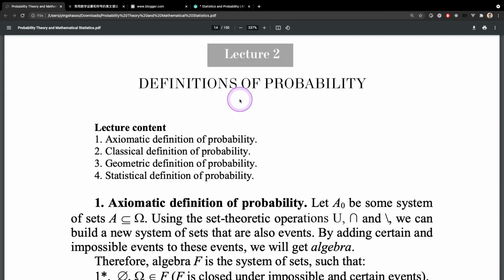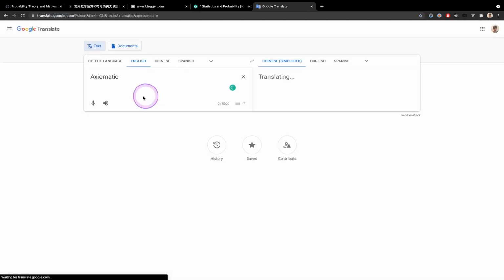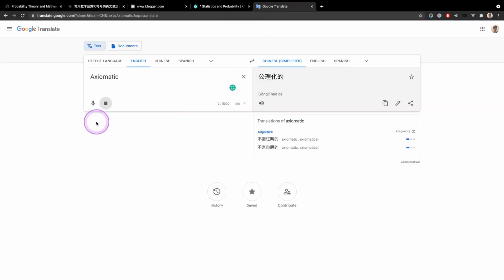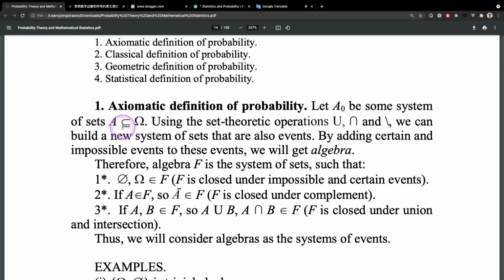Today, let's get into lecture 2 of probability theory. Axiomatic definition of probabilities, classical definition of probabilities, geometric definition of probabilities, statistical definition of probability. So, the axiomatic definition of probability.